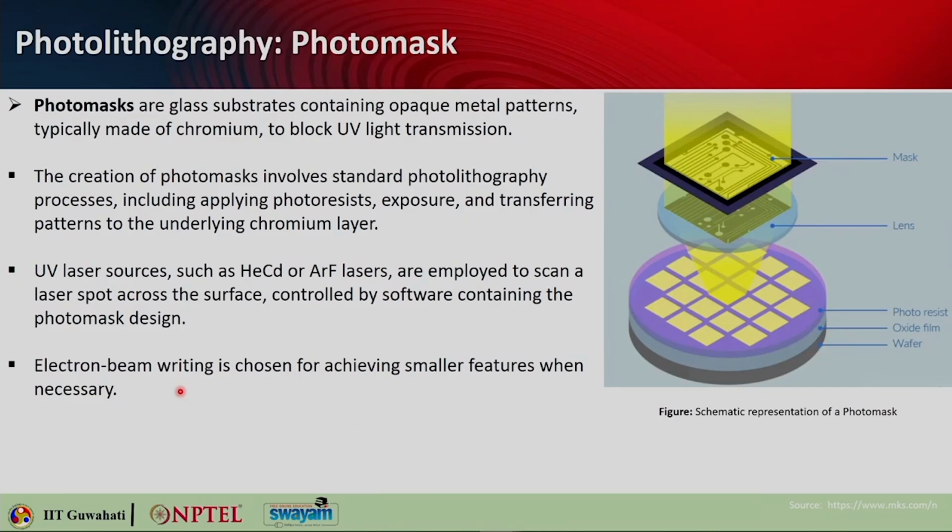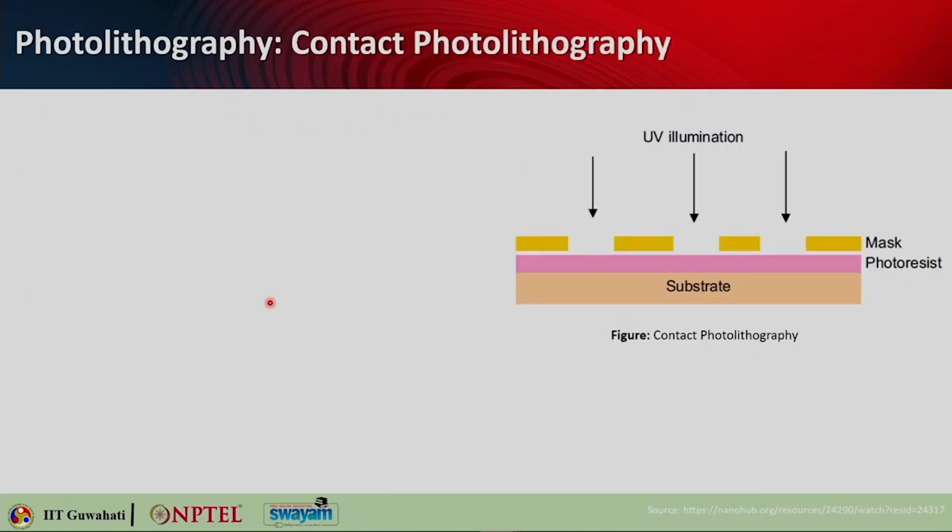Electron beam writing is chosen for achieving smaller features when necessary. With photolithography, the minimum feature size, as you can understand, is diffraction limited, lambda by 2. So when you use electron beam writing, you can reduce the feature size, or you can go down to even smaller sizes.